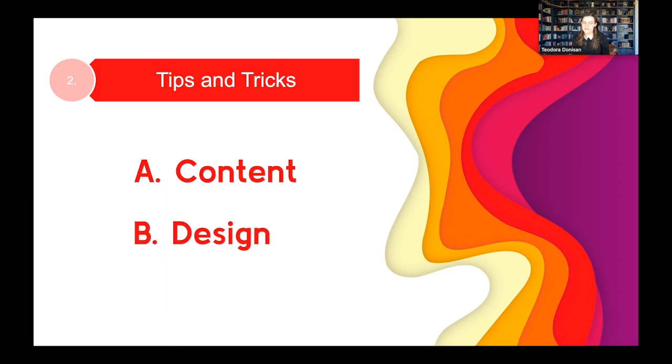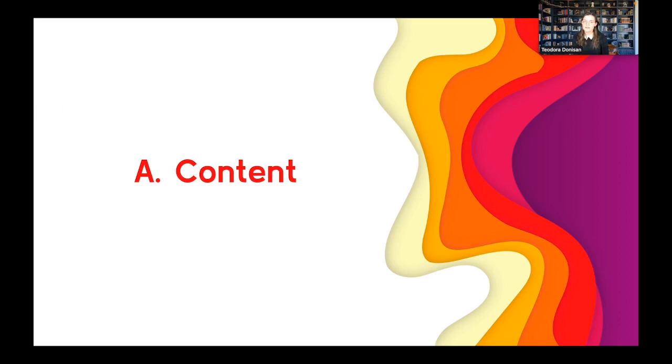How can we make a conscious effort to make a great infographic? We're going to talk about the content and the design of an infographic. Let's start with the content.